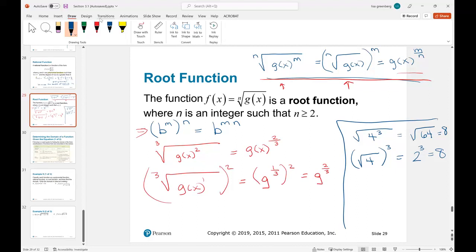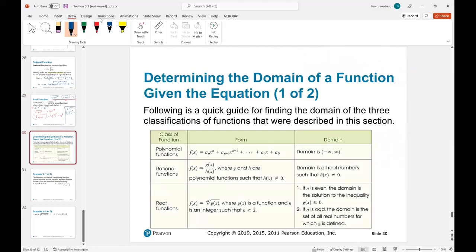So we're going to talk about different things about roots in a minute. We're going to do some problems. First, I want to go over this chart real quick. We already talked about almost all of it.